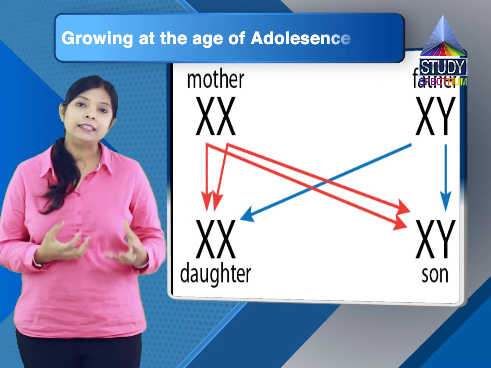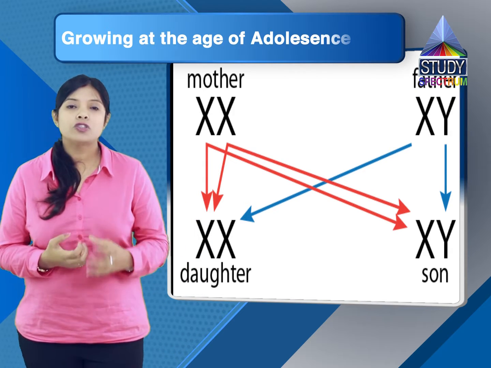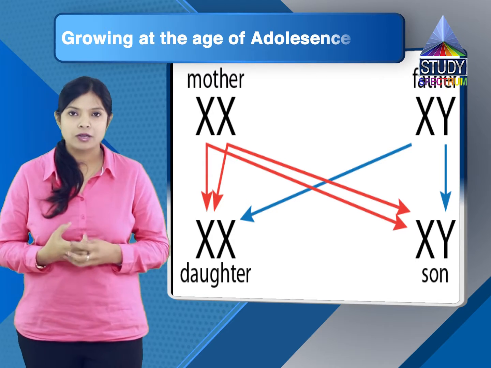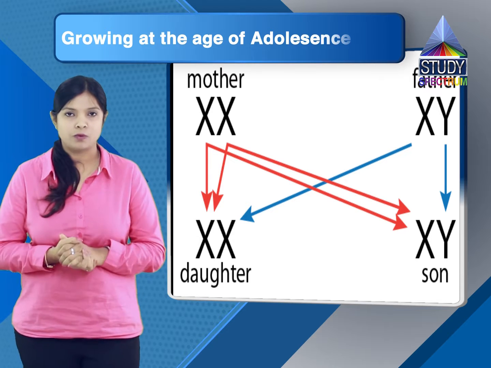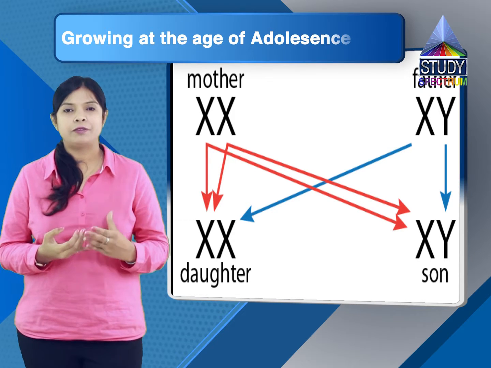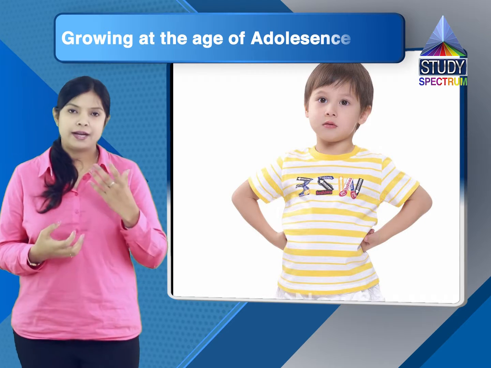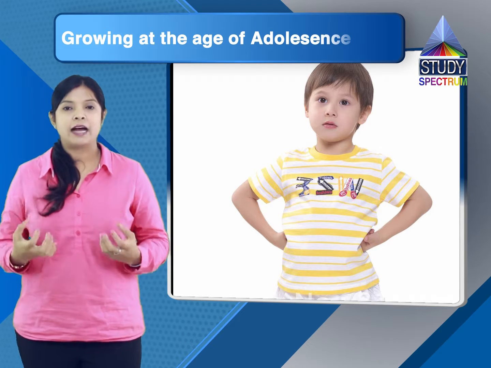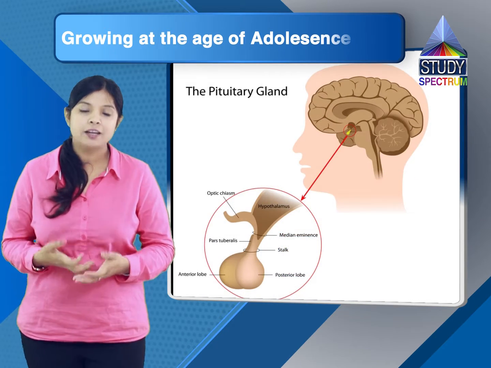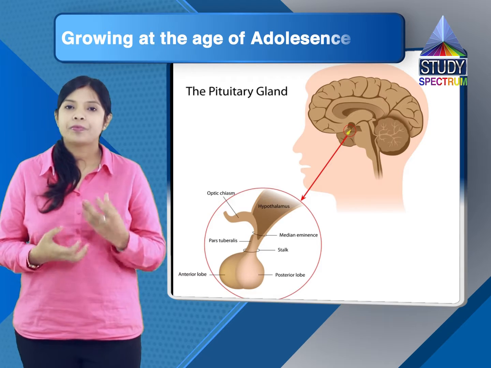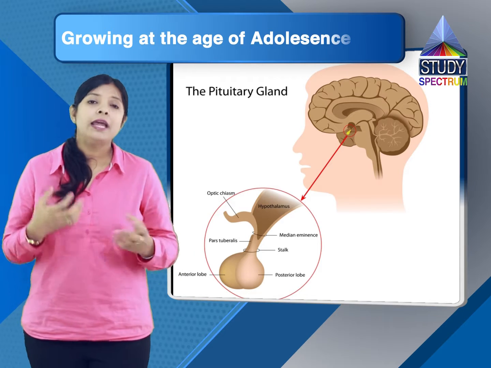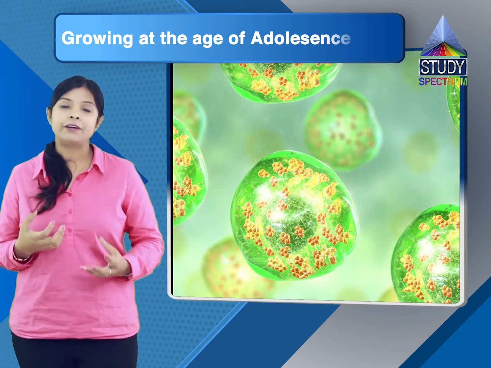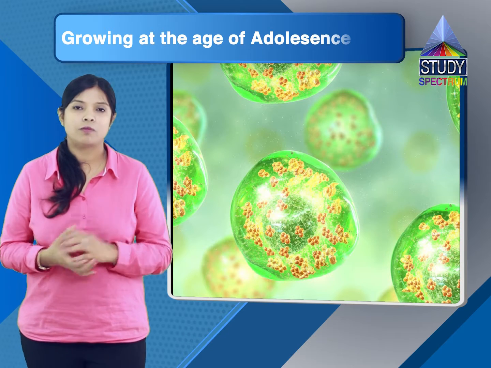Now, hormones other than the sex hormones. Students, earlier we discussed the testes and ovaries. These are the endocrine glands, and they secrete the sex hormones. When a girl or boy reaches the age of puberty, these glands are stimulated by the pituitary gland to secrete the hormones. In boys it is testosterone, in girls it is estrogen and progesterone. So these are the hormones secreted as the sex hormones.